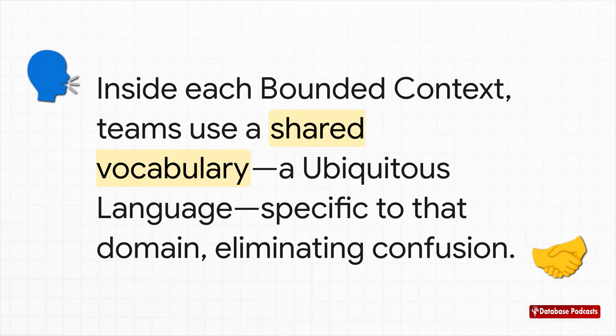And this leads to another brilliant idea. Inside each of these contexts, the team develops what's called a ubiquitous language. This is a shared vocabulary that everyone, and I mean everyone, from developers to business experts, uses. This totally eliminates the confusion that happens when one word means different things in different parts of the business.